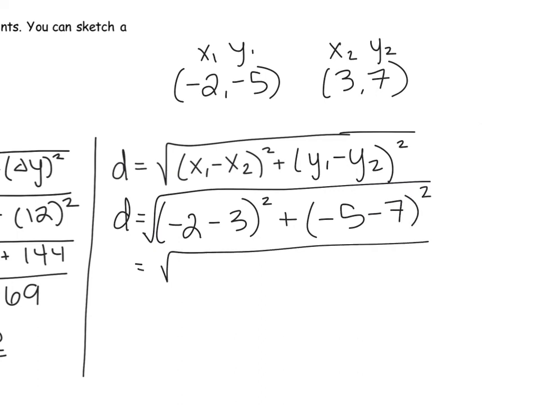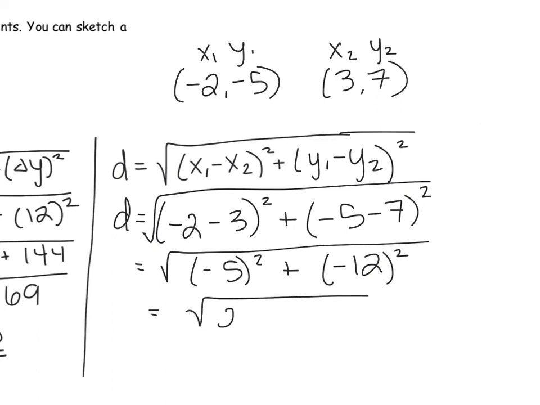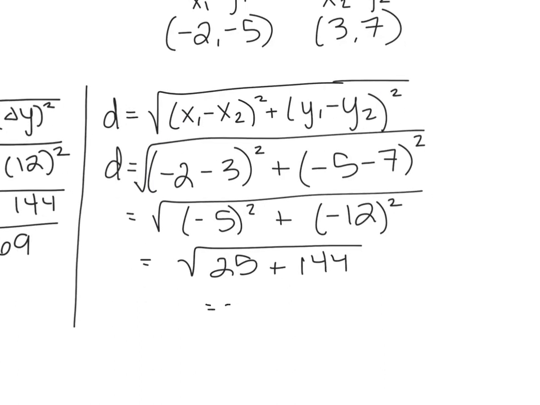We now have the square root of -5 squared plus -12 squared. Remember that when you square a number, it becomes positive, whether it's positive or negative. This gives us the square root of negative 5 times negative 5 is 25, negative 12 times negative 12 is 144. That gives us the square root of 169, just like before. And again, we get that value of 13.